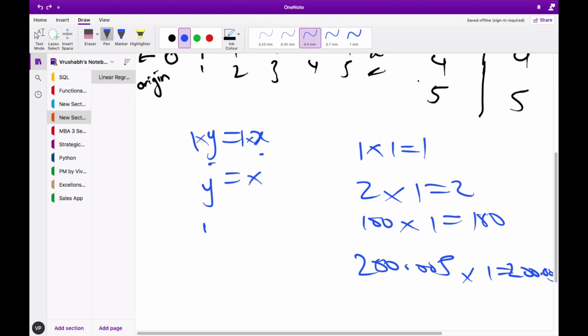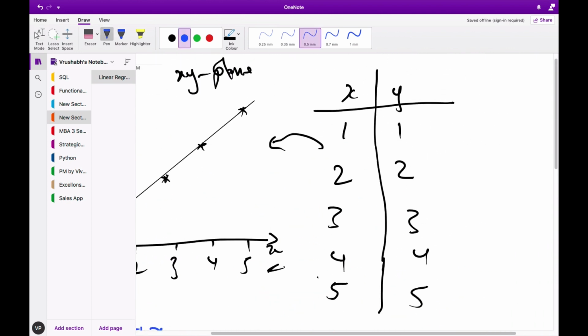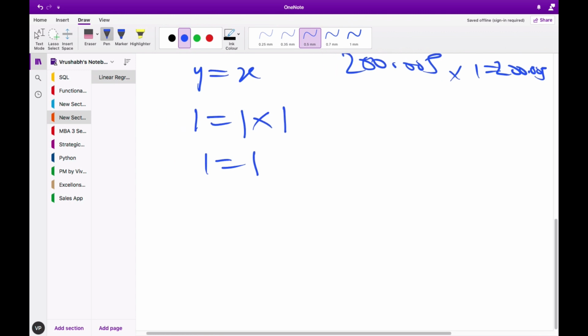Now, if you write it this way, y is equal to 1 times x, it's still the same thing because this is just the same thing as y is equal to x. All right. So if y is 1 and we multiply 1 times x value, which is 1, we're still going to have 1 is equal to 1. So we have not changed anything, because when y is 1, x is 1.